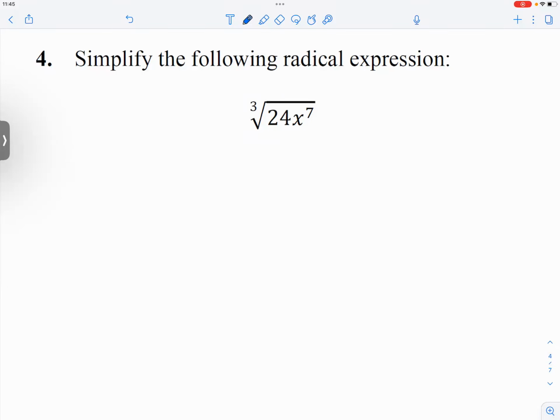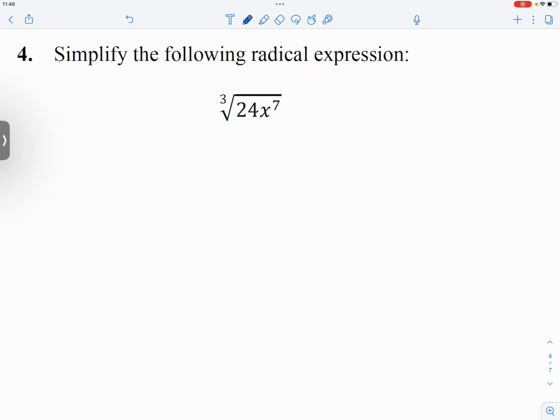All right, for number 4. Number 4, it's very straightforward, okay? And the reason why I said it's very straightforward, not because I'm a math teacher, is that you need to know what you love to see, okay? For example, you should love to see something like this, because that gives you just x, right? The cube root and the cube, they cancel each other out.